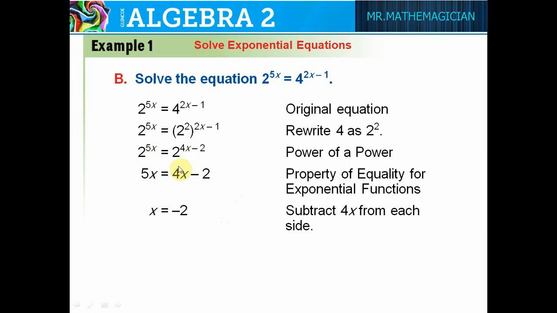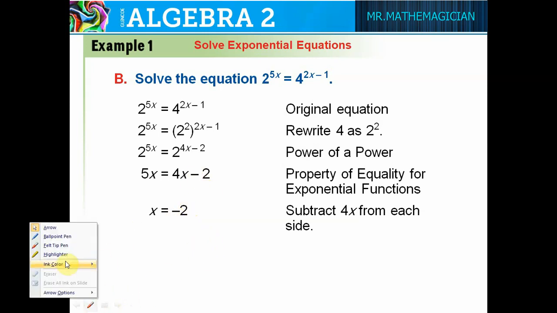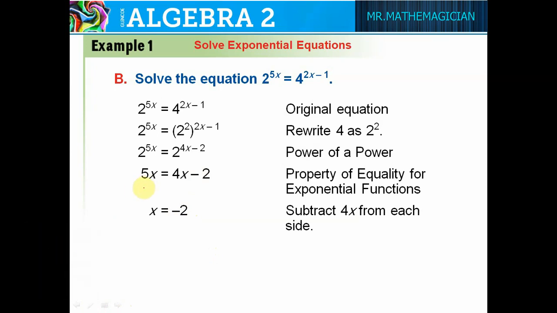Now take this 4x to the other side, subtract 4x from both sides. So x equals negative 2. This way we can do minus 4x here and minus 4x here. Those will disappear and 5x minus 4x will give you x equals negative 2. You can also take negative 2 back to the original equation to check whether the left-hand side is equal to the right-hand side or not. So the answer, x equals negative 2.